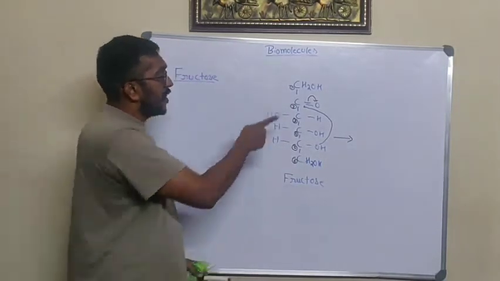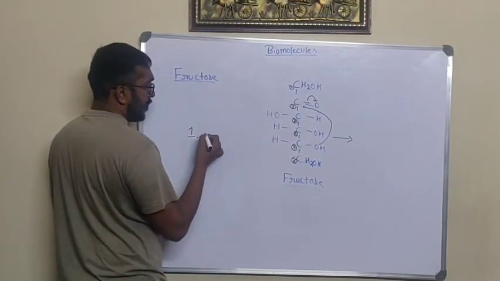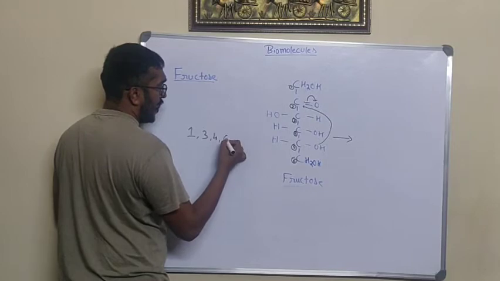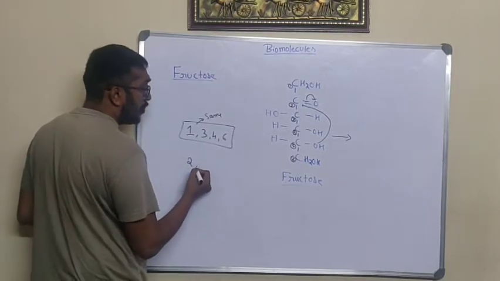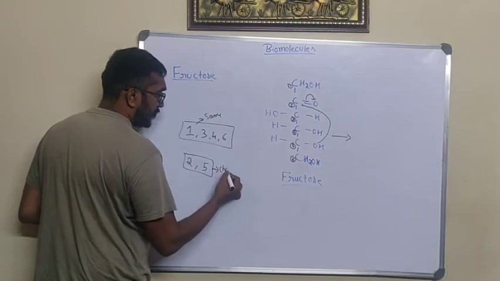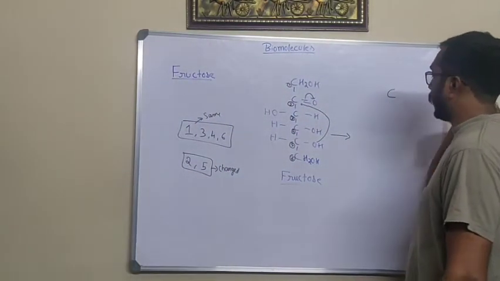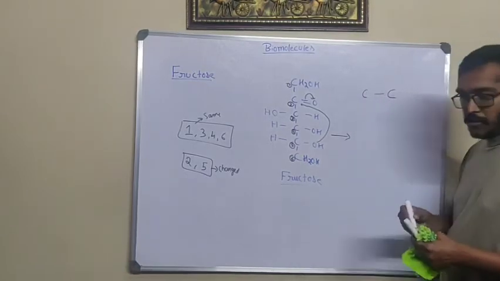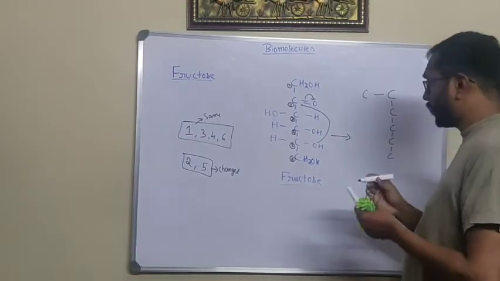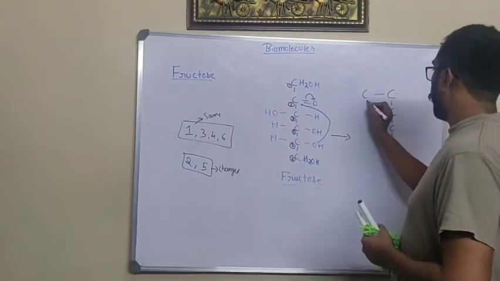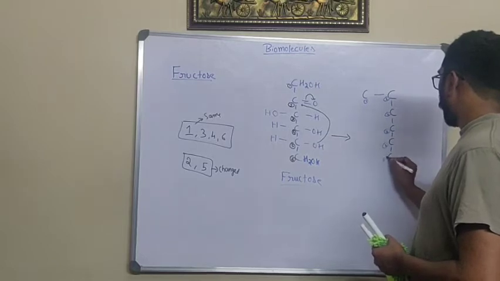I have not changed anything in the case of carbon 1, carbon 3, carbon 4 and carbon 6. These remain the same. I have changed only carbon 2 and carbon 5. For my comfort, let me consider this C-bond-C, and number them: this is carbon 1, carbon 2, carbon 3, carbon 4, carbon 5, carbon 6.